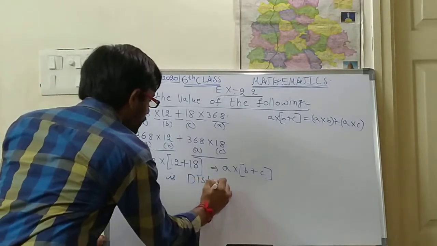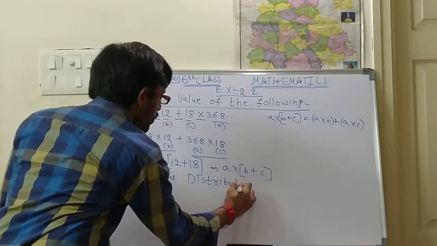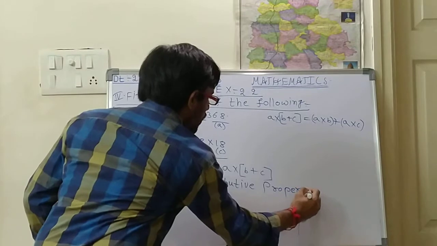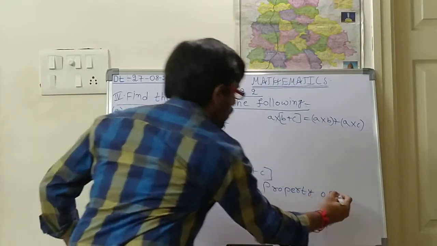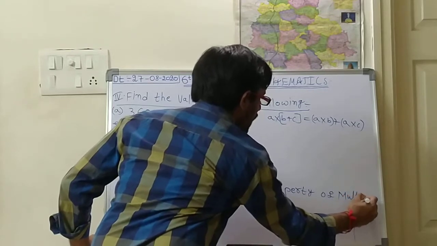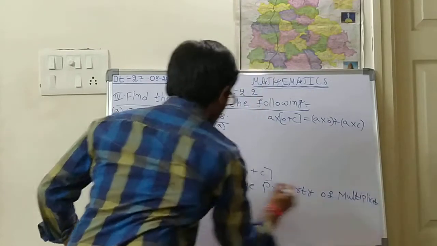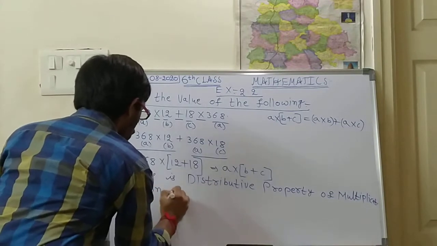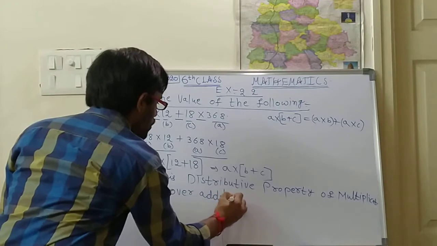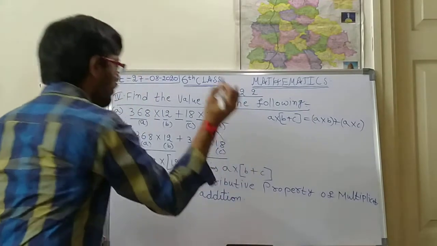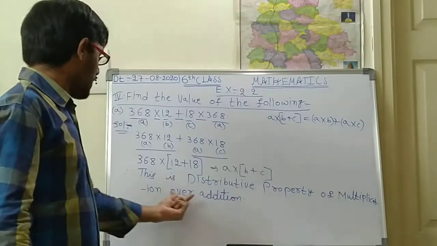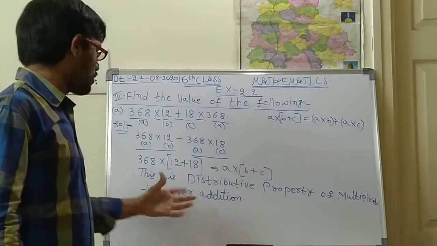Distributive property of multiplication over addition. Okay, so like this you have to write the answer. So this is the distributive property of multiplication over addition. So like this you have to confirm.